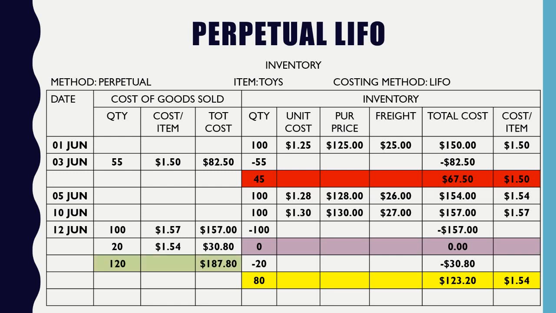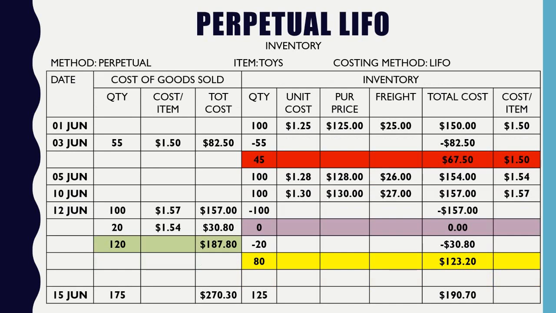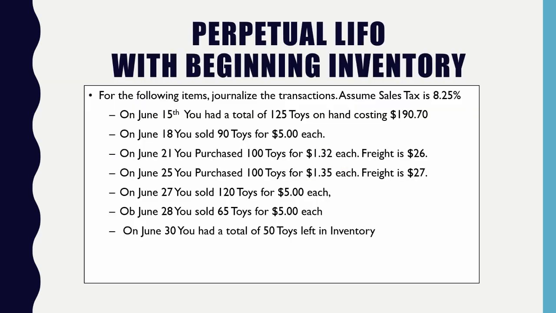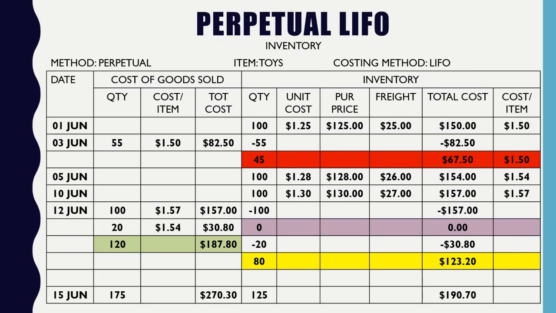And again, it's going to tell you that at the end of the 15th, you should have a total of 125 toys left on hand. And that's true, right? 45 plus 80 is going to be 125. And now that's totaling up to 190.70. So then, okay, now that we have this, we have 2 batches of inventory left over.